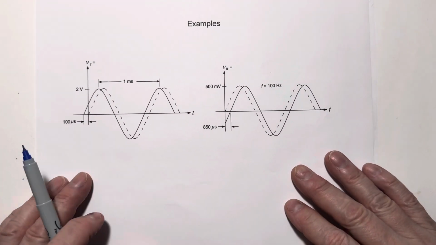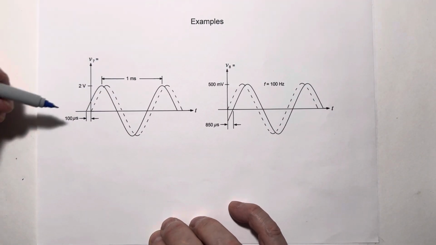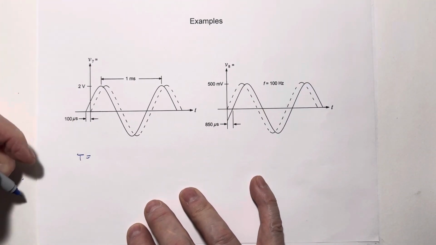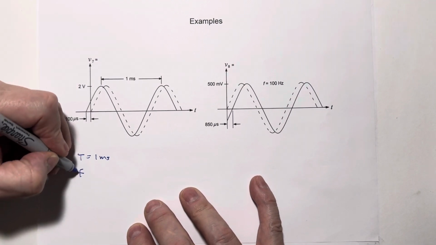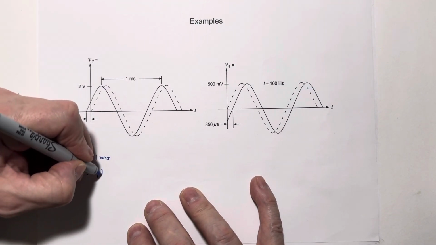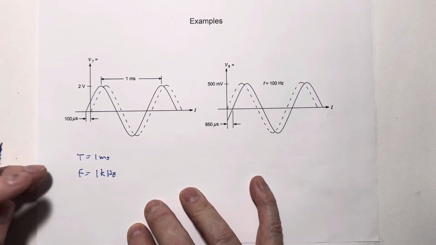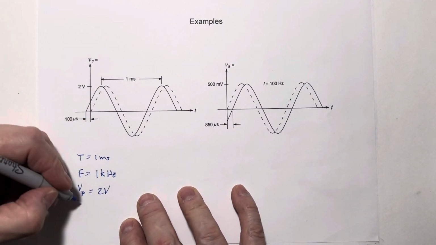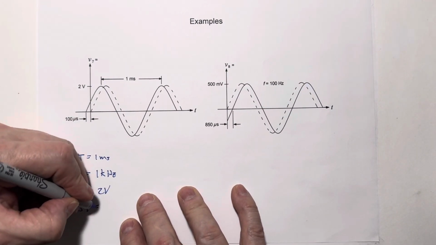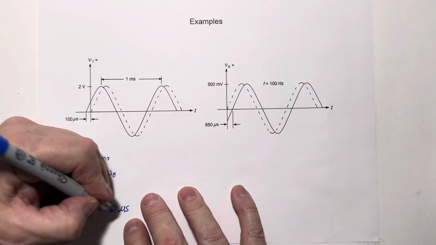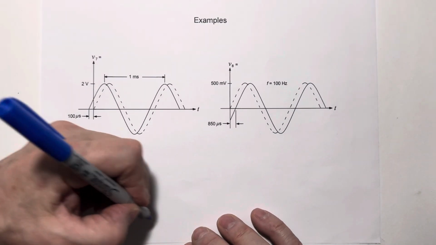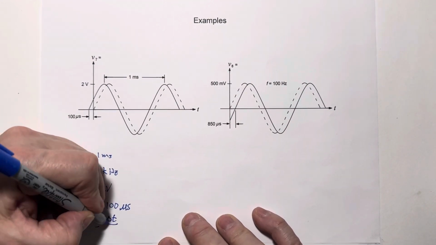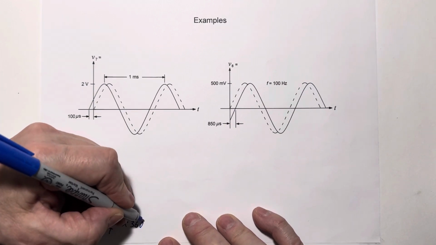All right. First example, V sub 7. We have a 1 millisecond time, so the period is 1 millisecond. Frequency is 1 over T, that would be 1 kilohertz. The peak amplitude is 2 volts, and we've got a delta t of 100 microseconds. We know that the phase angle, phi, is equal to plus or minus delta t over T times 360 degrees.